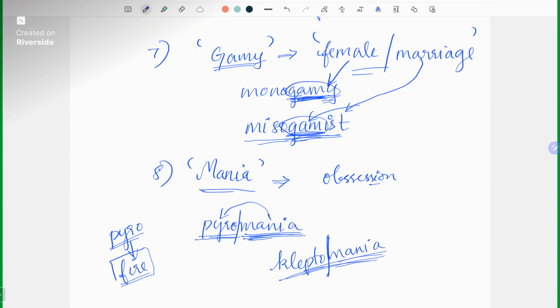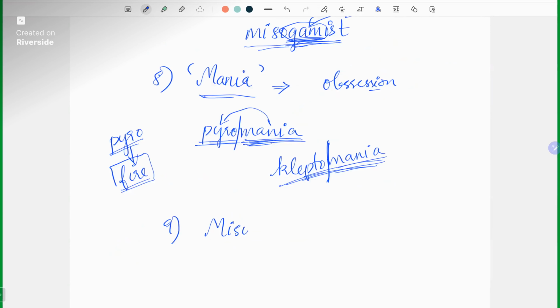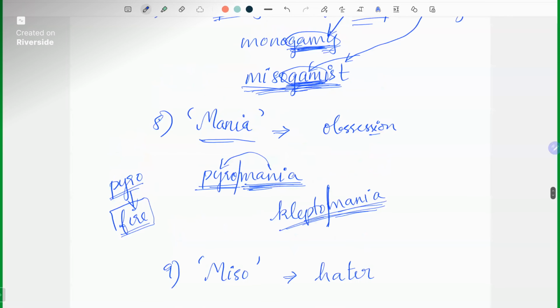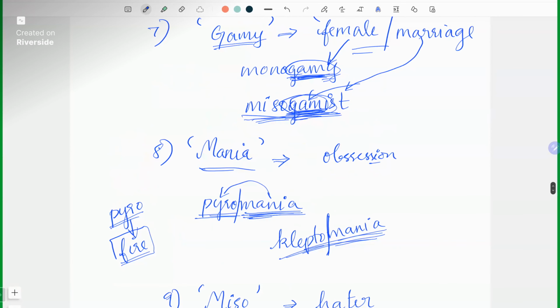Mania. Okay. Miso. The root word miso means hated. Even here we saw misogamist, gamist. Here gamist comes in the meaning of marriage, so miso is hated. Hatred of marriage is called misogamist.